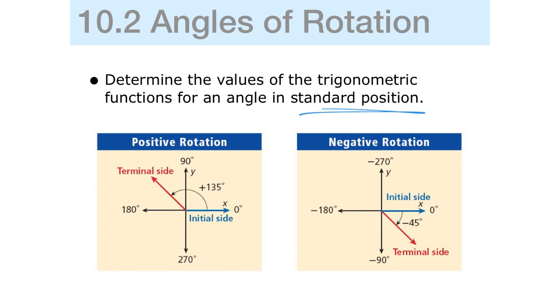angles. Standard position means that we always have a ray that starts at the origin and goes in the positive x direction, and then we are going to move in a counterclockwise rotation. And we can do that once around, we can do that multiple times around. If we go in a counterclockwise position, it's a positive angle value, and if we go in a clockwise position, it's going to be a negative angle value.